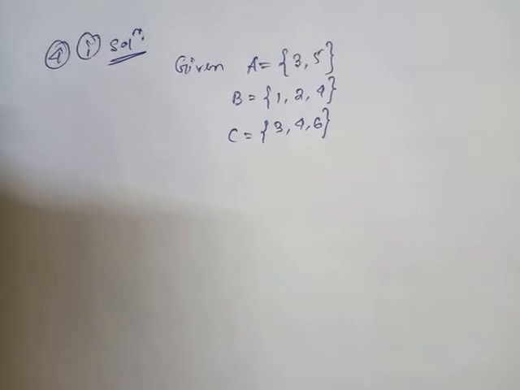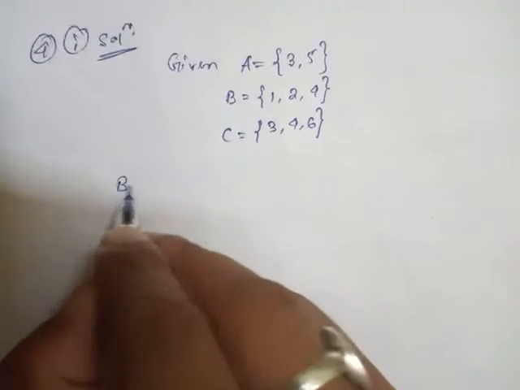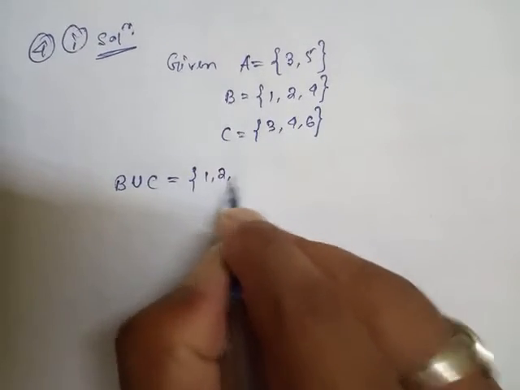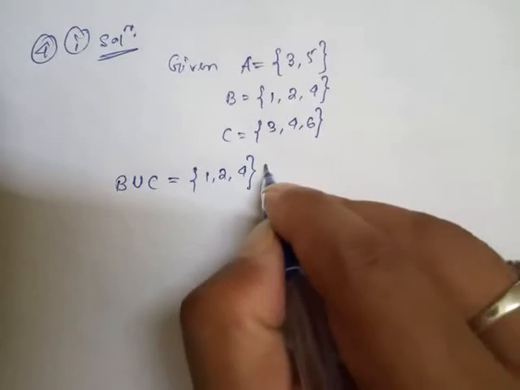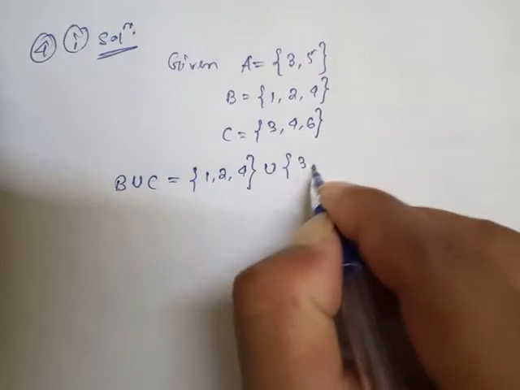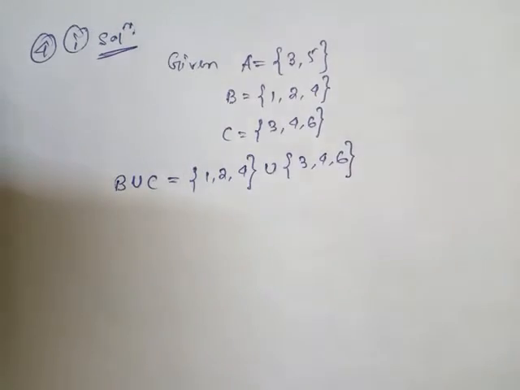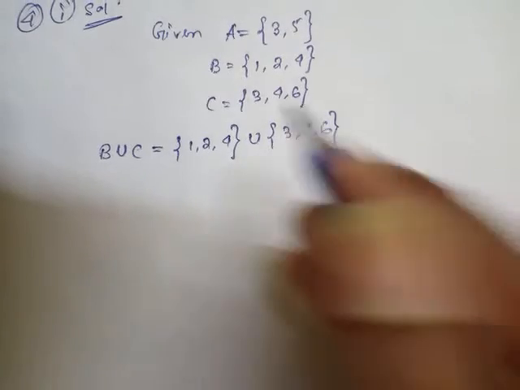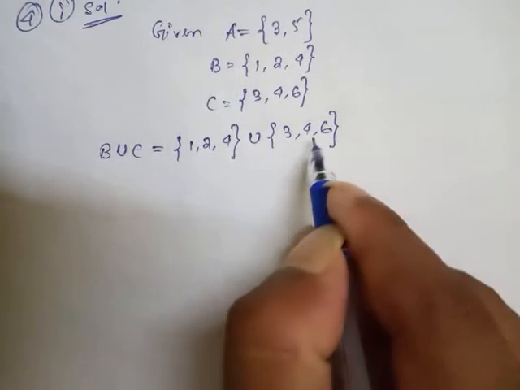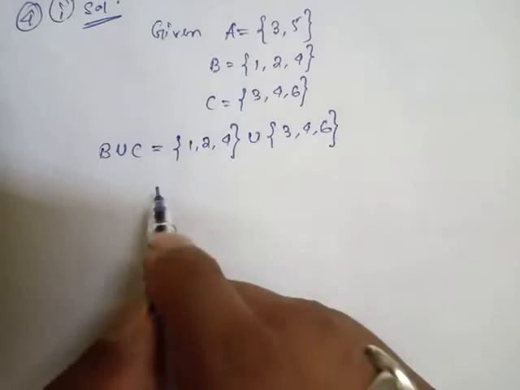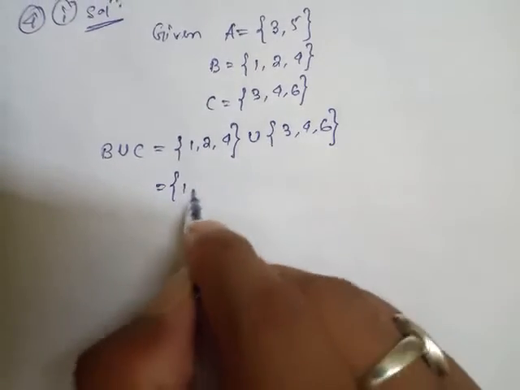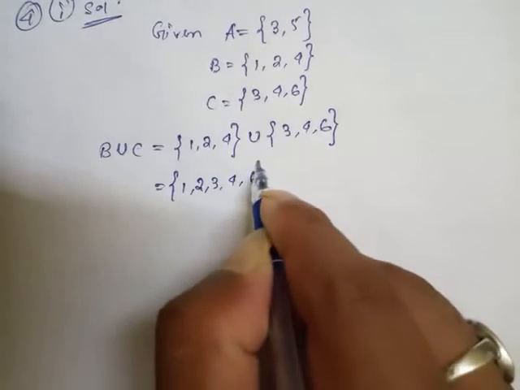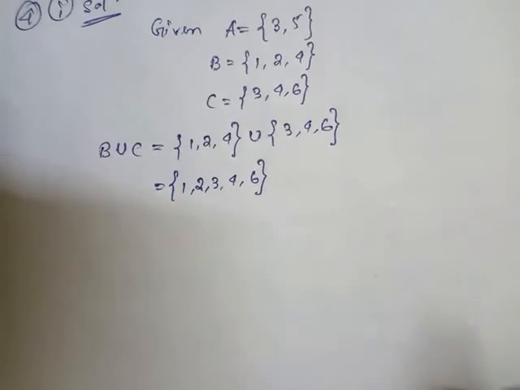First of all I will find B union C. So we'll write 1, 2, and 4, then union, again 3, 4, and 6. Union means we take all the elements, but if you look here, 4 and 4 are common, so we'll take it only one time. So the union would be 1, 2, 3, 4, and 6. This is B union C.